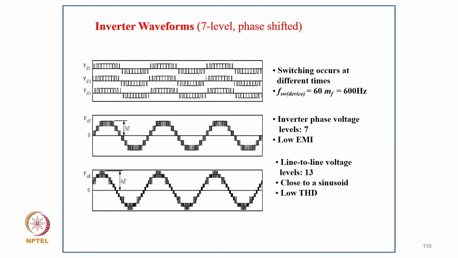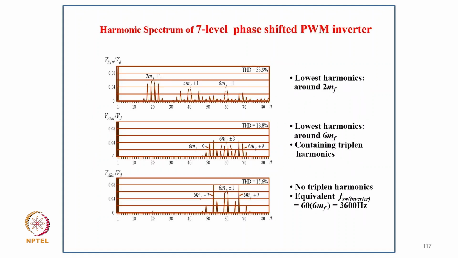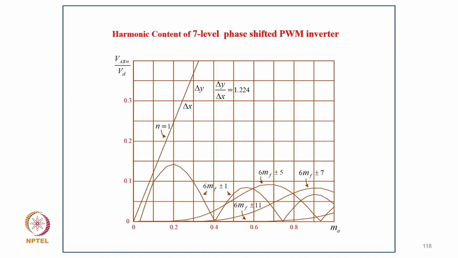Inverter phase voltage has level 7, with low electromagnetic interference. The line-to-line voltage has 13 levels and is close to sinusoidal with low THD. And this is the harmonic spectrum of the 7-level phase-shifted PWM. The lowest harmonics are around 2 MF and around 6 MF, containing triplen harmonics and no triplen harmonics, equivalent to F switching, that is 6 into F, or typically 3600. Now coming to the harmonic content of the 7-level phase-shifted PWM inverter. You can clearly see how the harmonics change with the modulation index in this output.